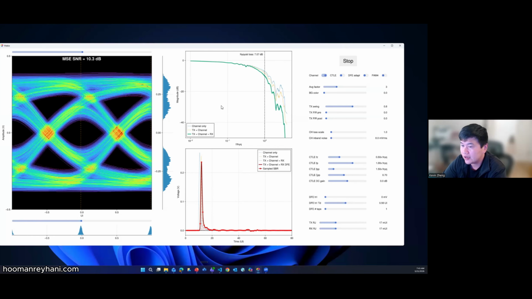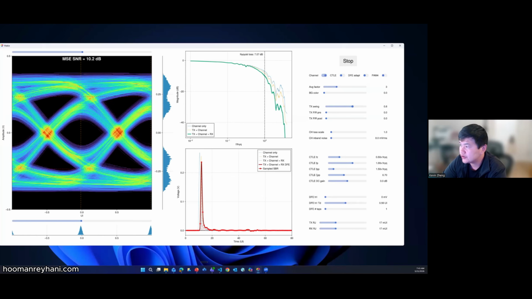So any equalization that we apply now will change all three pictures right here. It will change the eye diagram, the frequency response, and the single bit response as well. Now, I actually started with the easy channel. It's only a 7 dB loss channel. This is not a lot of loss, so even without equalization, you see that I still have an open eye. So let's go through these knobs one by one.